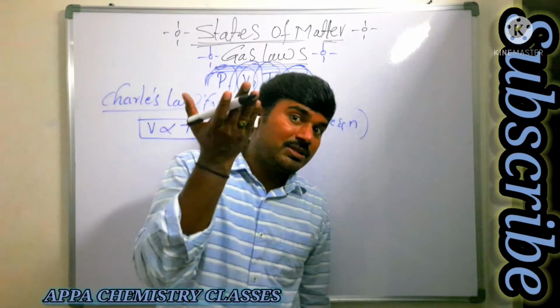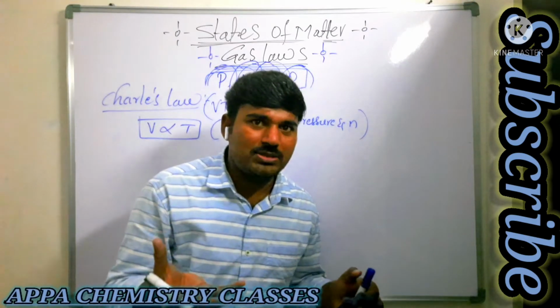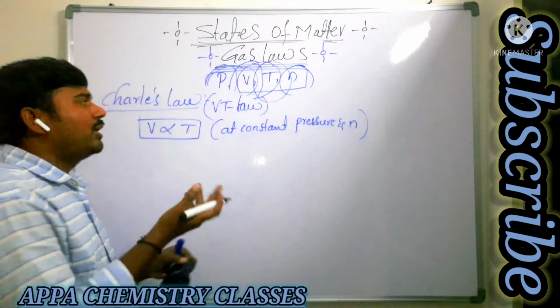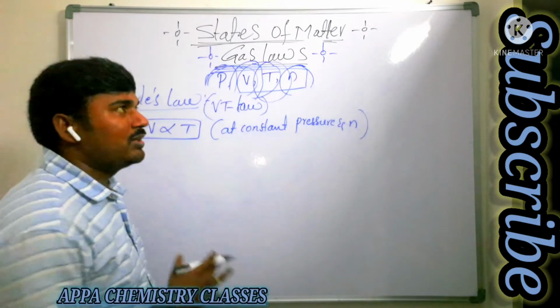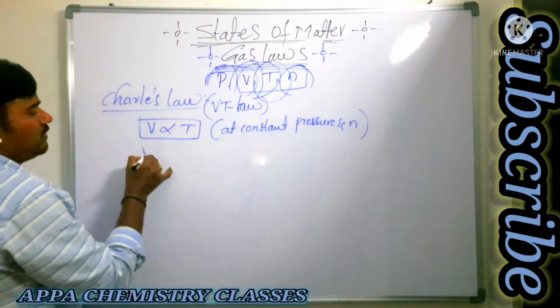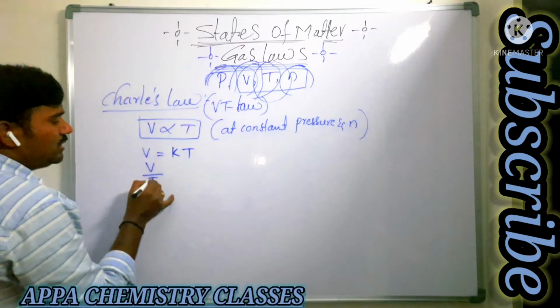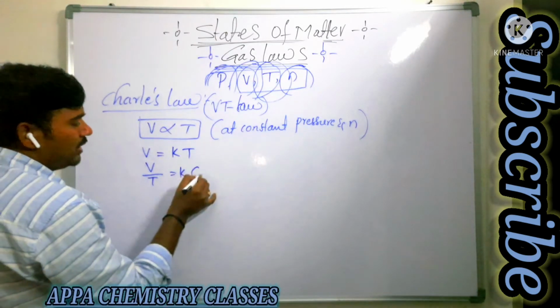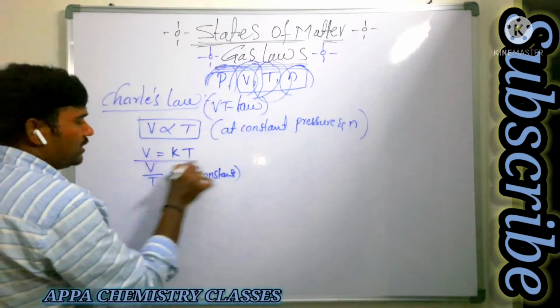Because when you increase the temperature, the weak van der Waals forces present between the gas molecules are broken down by the temperature. The gas molecules get more kinetic energy, and they expand. By that expansion, volume also increases. So from this, V is equal to K into T. So V by T is equal to K, that is constant.